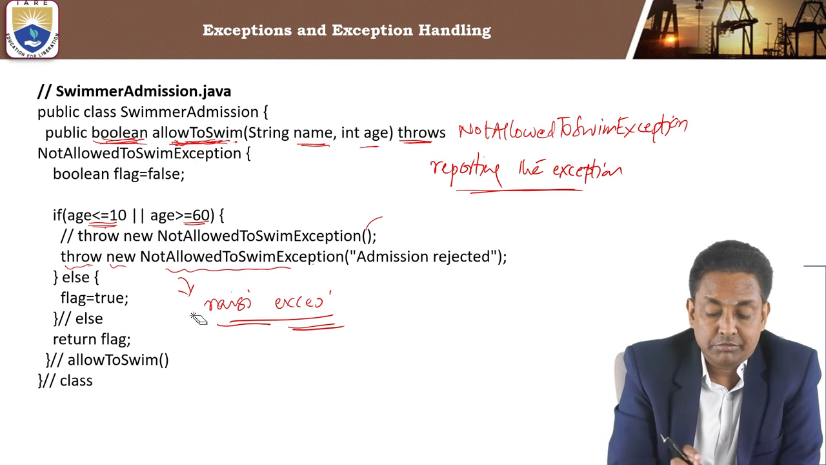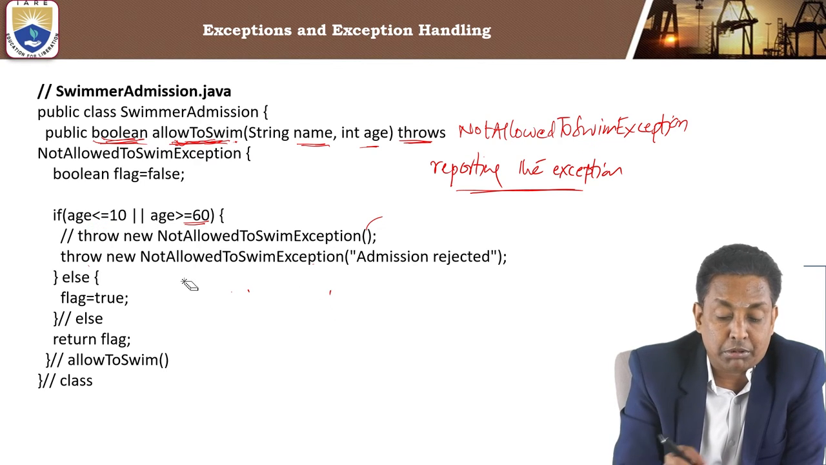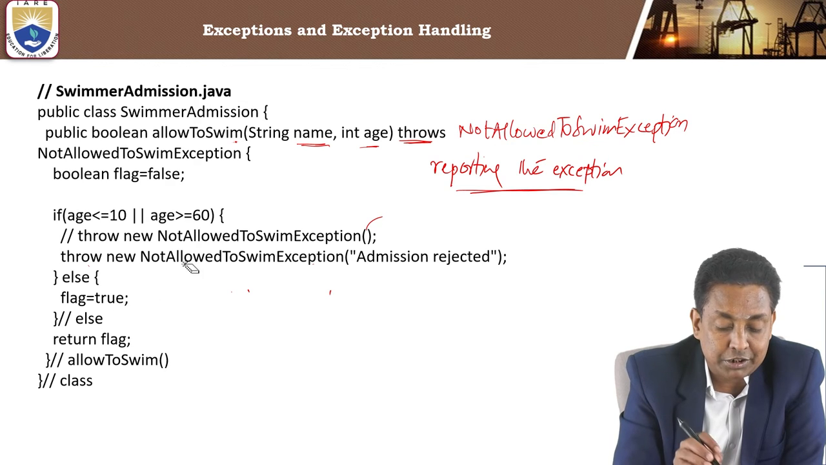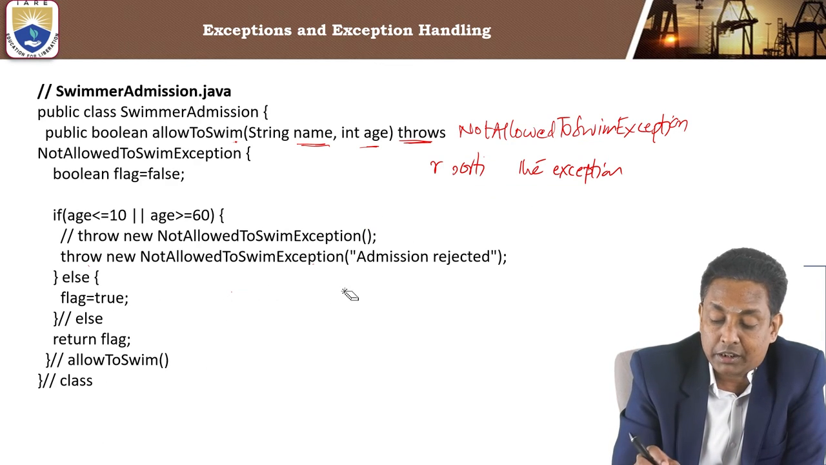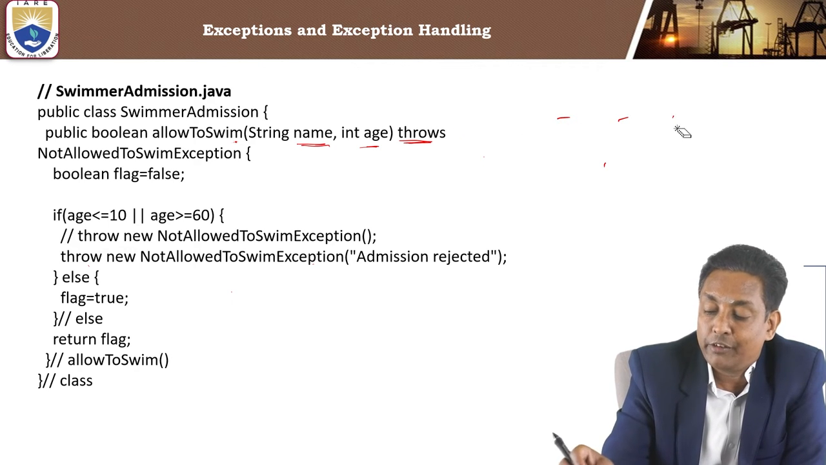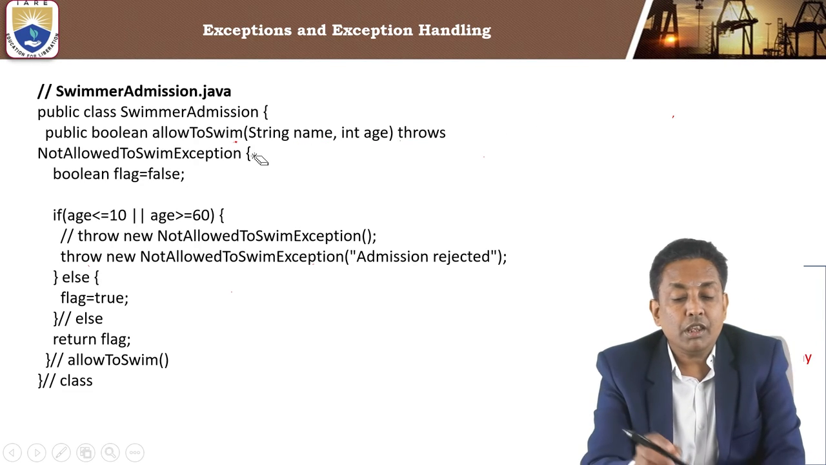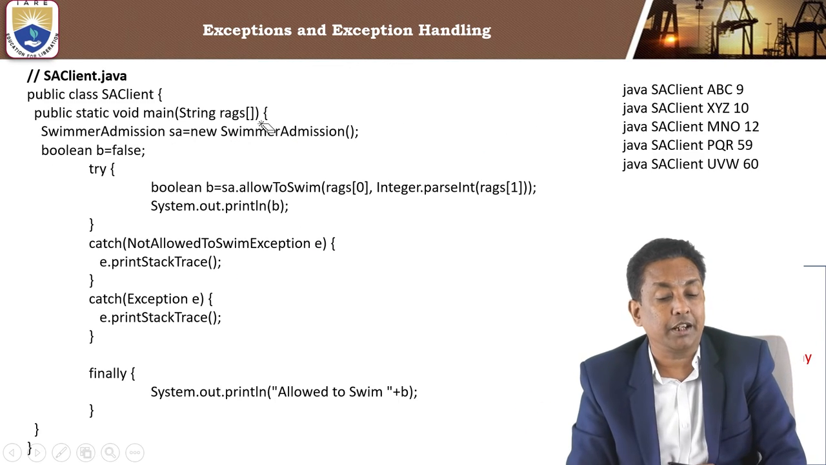Otherwise, flag is by default false. If the age is permitted, flag is set to true, and we return the flag. The method may return true or may throw an exception. False won't come; false means exception. Now we have to use this method.